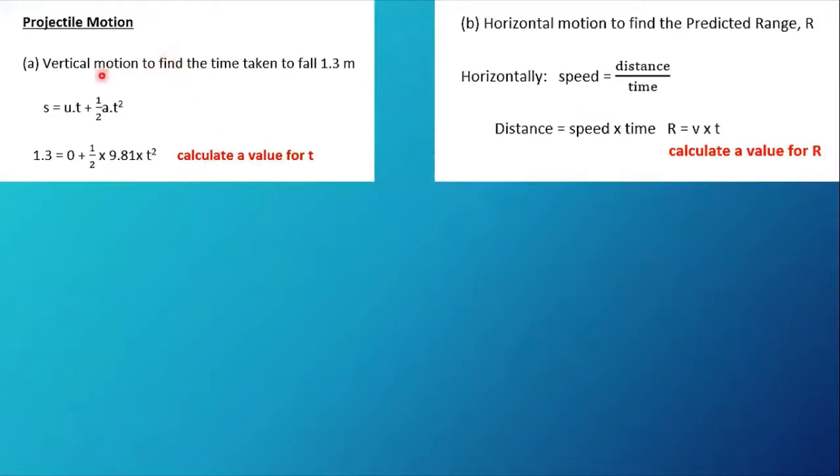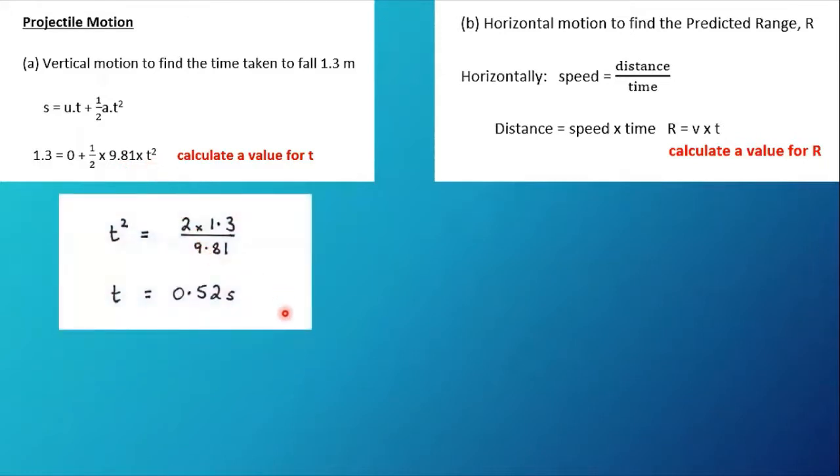We want to use vertical motion now to find the time taken to fall 1.3 meters. Again, s equals ut plus a half at squared. Vertically, from B, that initial vertical velocity is 0. So 1.3 equals 0 plus a half times g times t squared. And we find that the time of flight is 0.52 seconds.